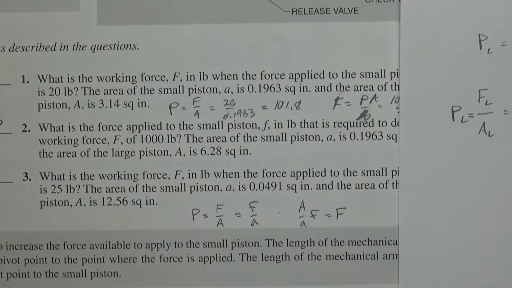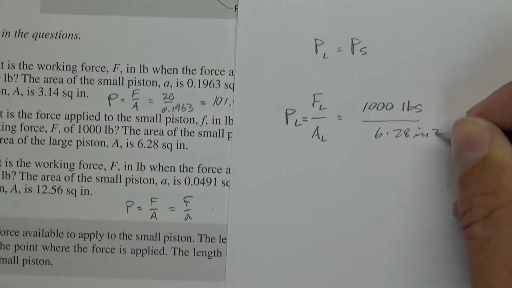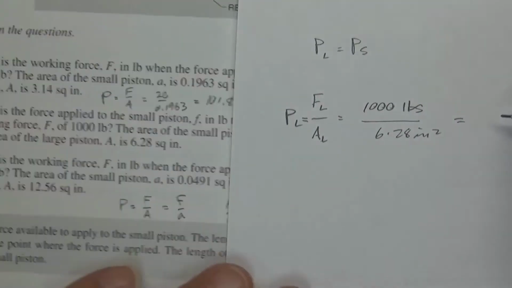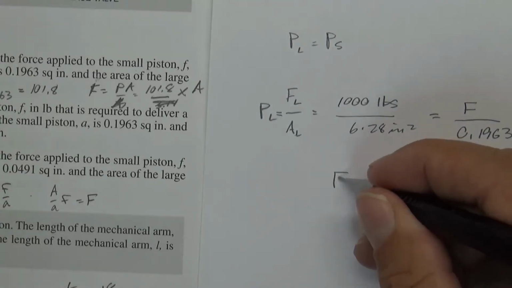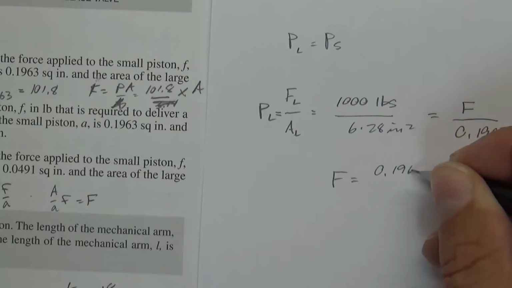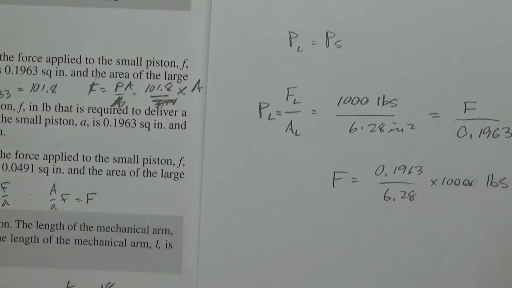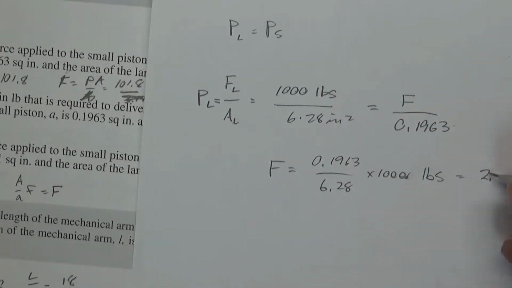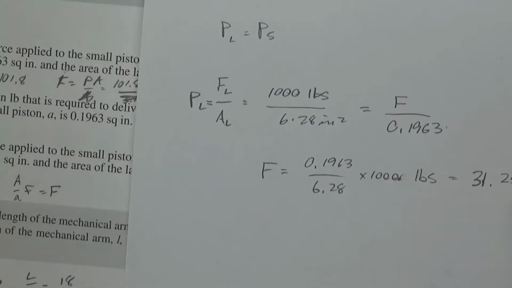They tell us the area, 6.28 inches squared, and that's going to be equal to the pressure on the other side. And what do we know? We don't know the force, but we do know the area, 0.1963. So the force, if I rearrange this, is going to be equal to 0.1963 divided by 6.28, and the number I get is 31.2, 1.258.